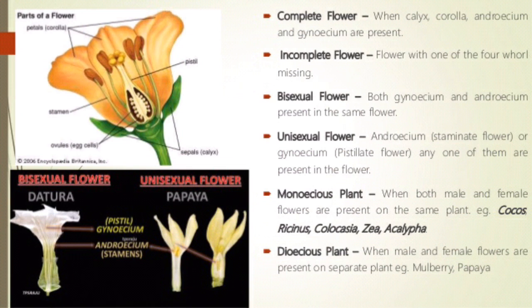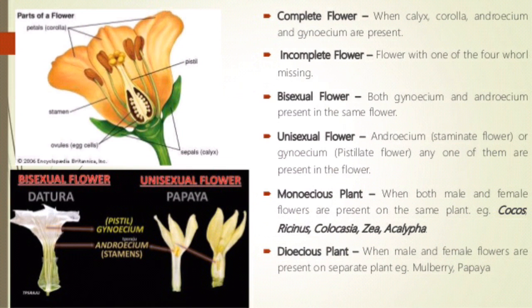There are different types of flower. Complete flower: when the calyx, corolla, androecium and gynoecium, all the four whorls are present, that flower is a complete flower. Incomplete flower: a flower with one of the four whorls missing is an incomplete flower.